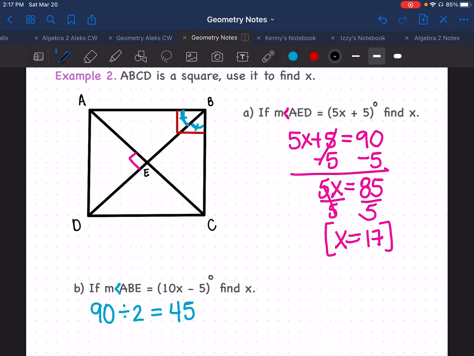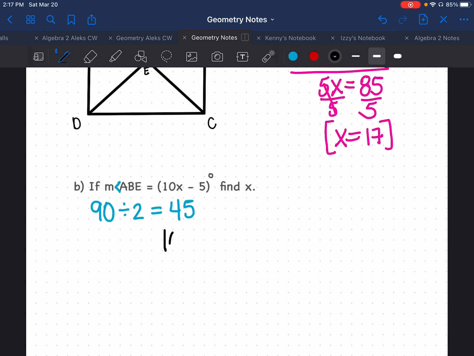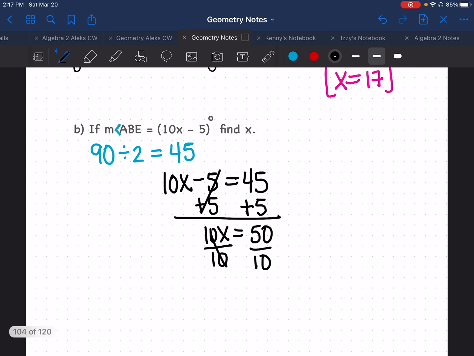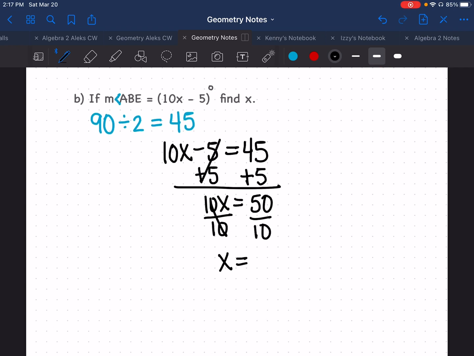I can solve that by just saying 10x minus 5 equals 45. I'm going to add the 5, which gives me 50. 10x equals 50. Divide by 10. X equals 5. Could I go back and plug it in? Yes, I could. It should give me 45. 10 times 5 minus 5 should give me the 45 degrees.